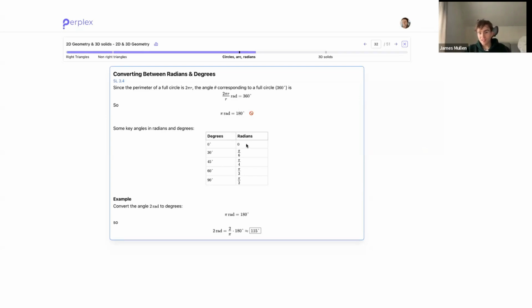If I have 0 degrees, that's just 0 radians. 30 degrees, I divide by 180, that's 1 over 6, multiplied by pi gives me pi over 6. 45 over 180 is 1 over 4, so pi over 4. 60 over 180 is 1/3, so pi over 3, and 90 is half of 180, so it's pi over 2. If I told you to convert the angle 2 radians to degrees, you know that pi radians is 180, so 2 radians is 2 divided by pi times 180, which is roughly 115 degrees.